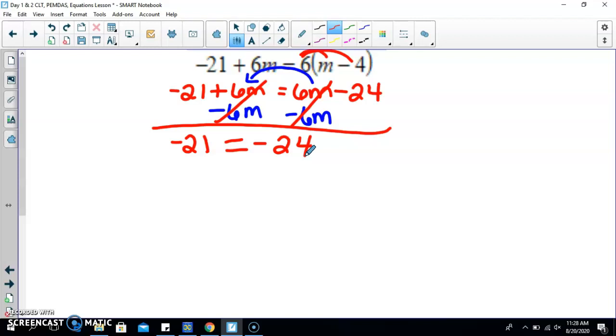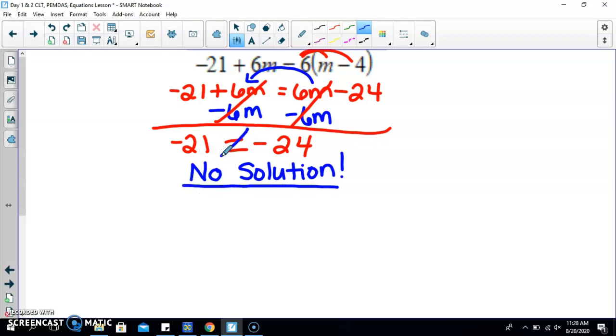Those two things are not equal to each other. And because they are not equal to each other, my answer would say no solution. We're left with two numbers and a false statement. Negative 21 does not equal negative 24, so it is no solution.